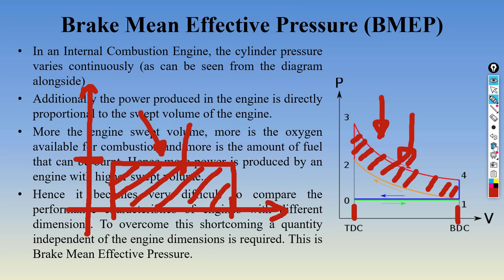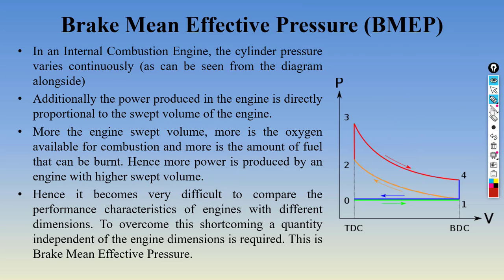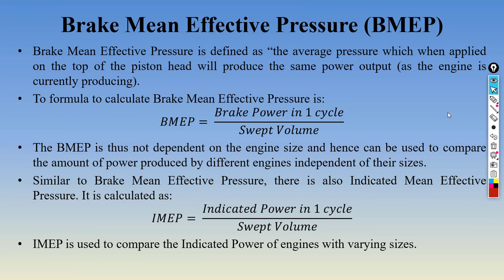So what is brake mean effective pressure? Brake mean effective pressure is just a simple way of defining the amount of power produced by the engine. It is a simple method to calculate the amount of power produced by the engine independent of the swept area. So that is what brake mean effective pressure is. What is the main thing that you have to remember? Even if you don't remember this entire definition, you just have to remember this thing.